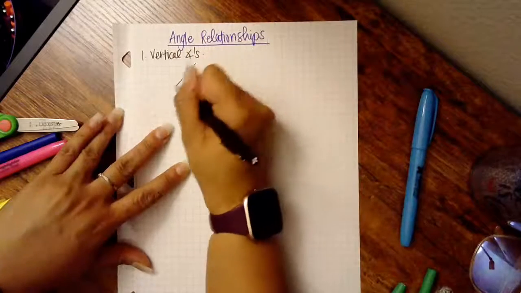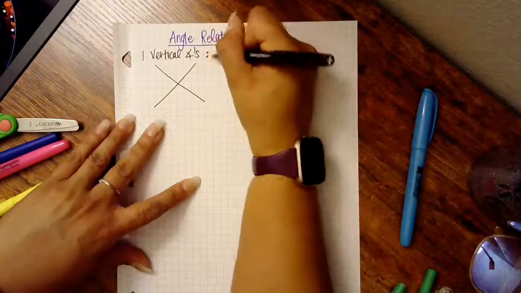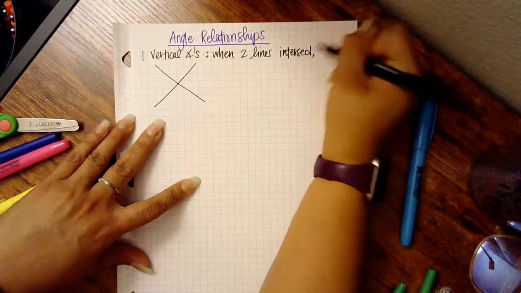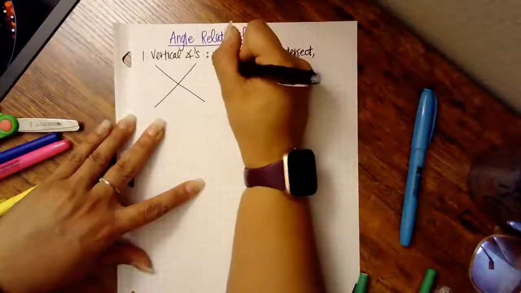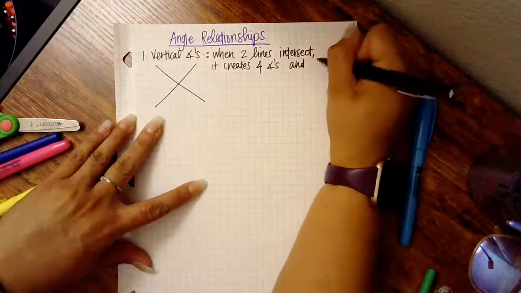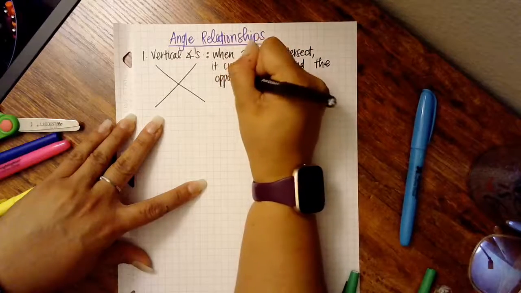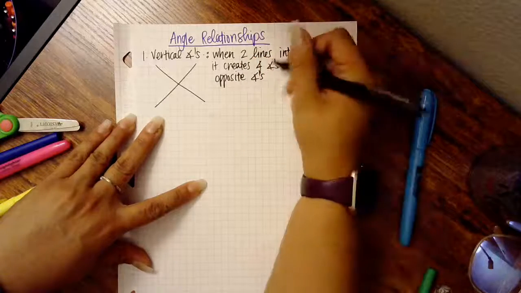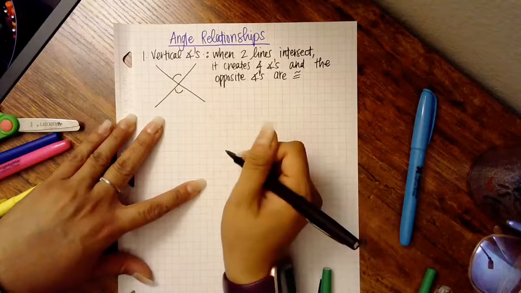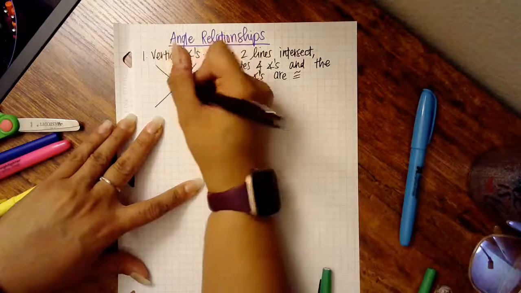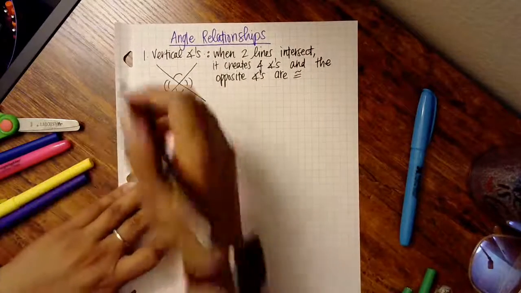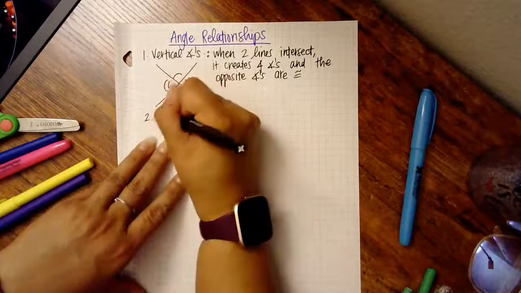That means that when two lines intersect, it creates four angles, and the opposite angles, known as vertical angles, are congruent. So what does that mean? That means that this angle and this angle, they're across from each other. They are opposite angles, they're congruent, and this angle and this angle, because they're also opposite angles, are also congruent.